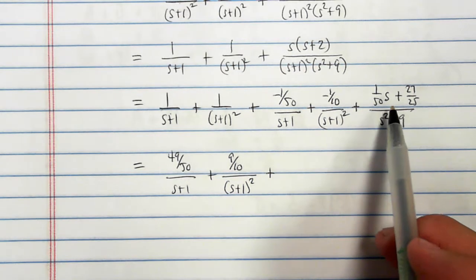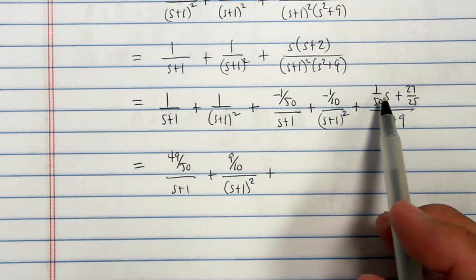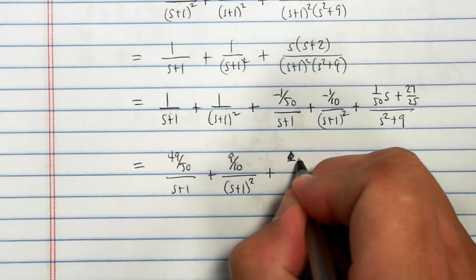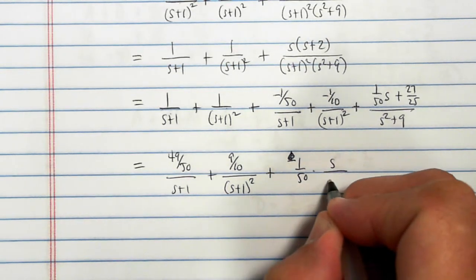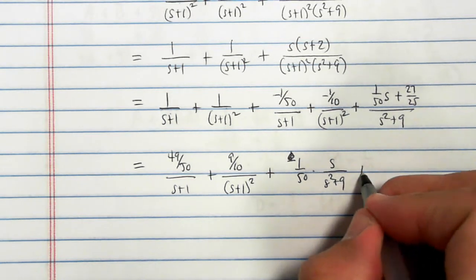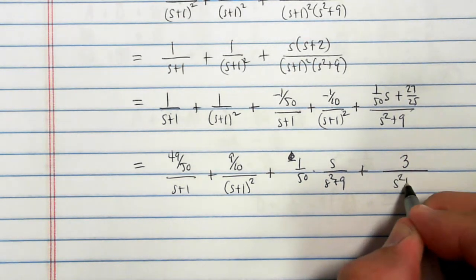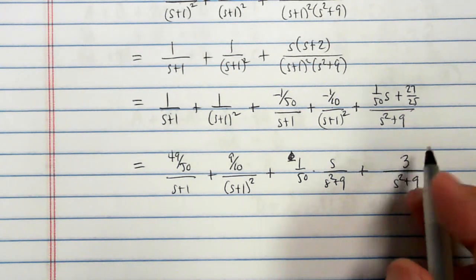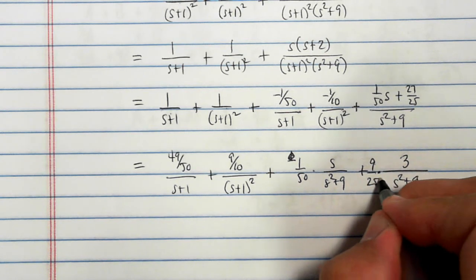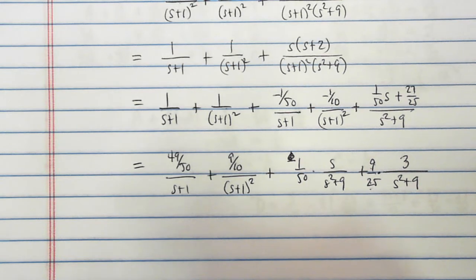Plus, all right, so let's think about what we're going to have to do for these fractions over here. We have 1/50th times s over s squared plus 9, and I can run the inverse Laplace transform of this. For the constant, I want to have really 3 over s squared plus 9 to run the inverse Laplace transform, and that means I have to have 9/25 in front to compensate. So 9 times 3 is 27, and 25 I see here.